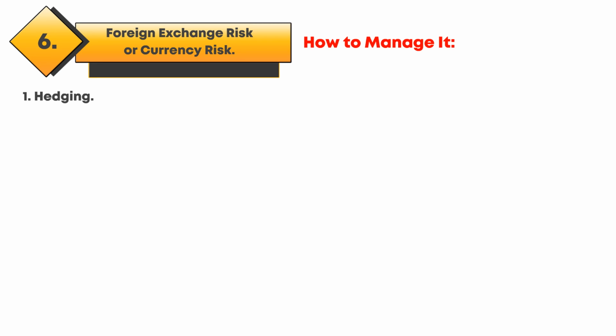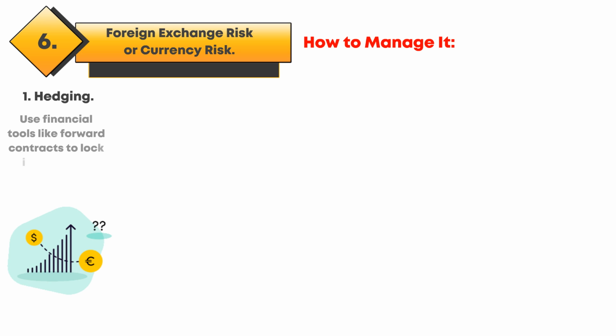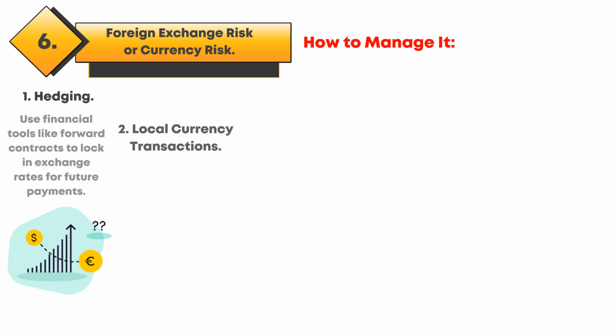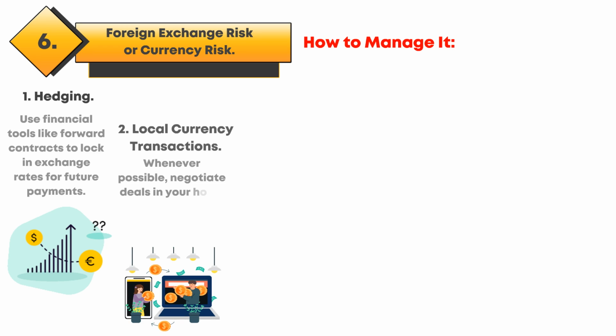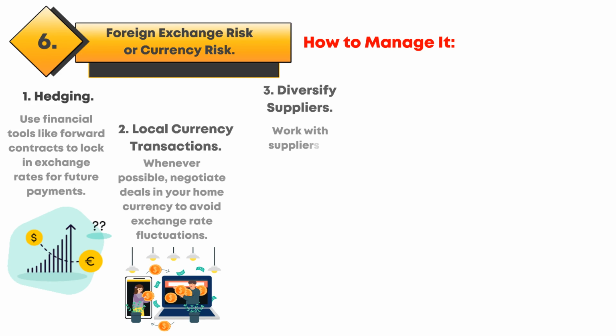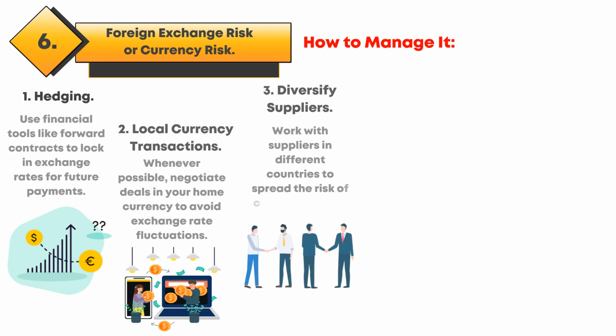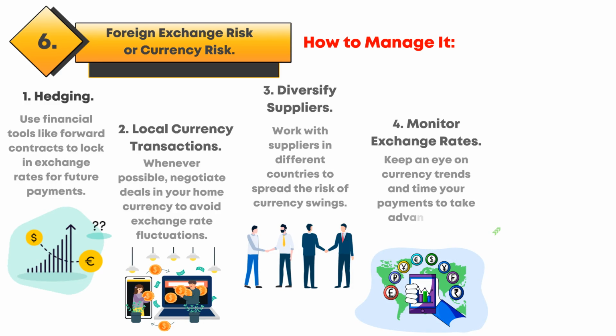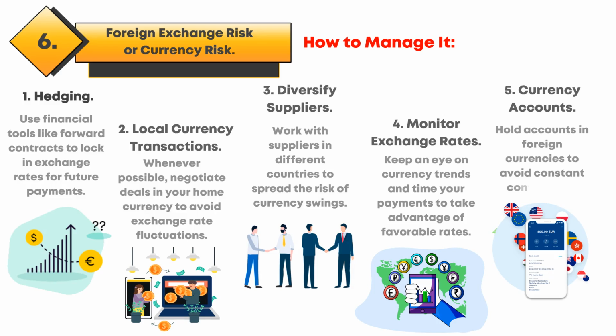1. Hedging. Use financial tools like forward contracts to lock in exchange rates for future payments. 2. Local currency transactions. Whenever possible, negotiate deals in your home currency to avoid exchange rate fluctuations. 3. Diversify suppliers. Work with suppliers in different countries to spread the risk of currency swings. 4. Monitor exchange rates. Keep an eye on currency trends and time your payments to take advantage of favorable rates. And 5. Currency accounts. Hold accounts in foreign currencies to avoid constant conversions.